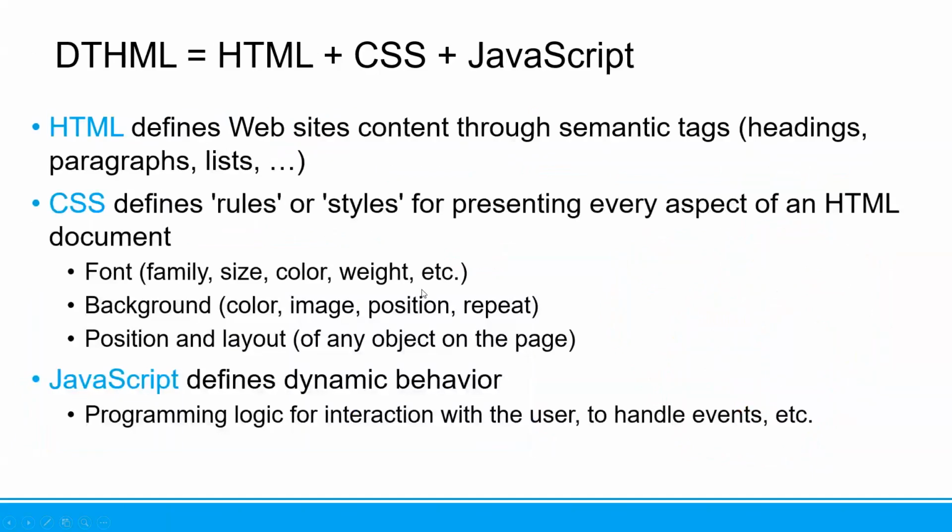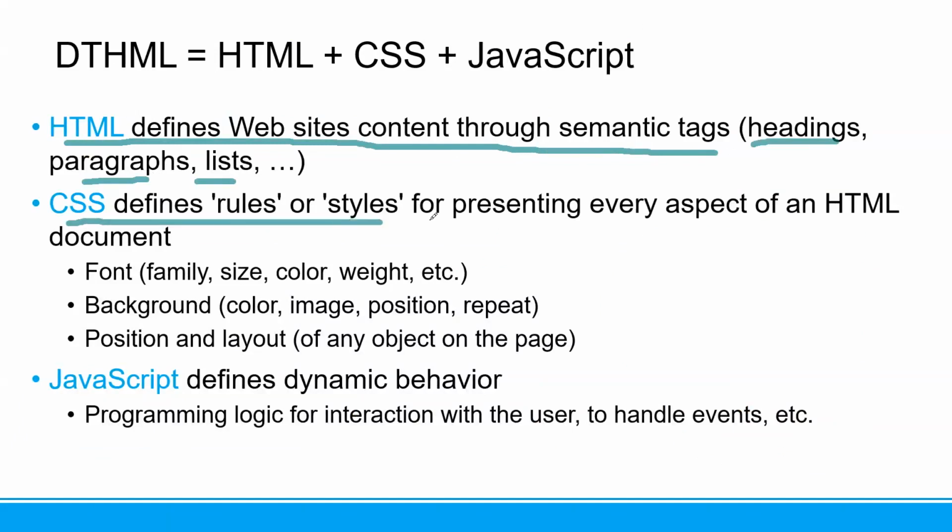So the DHTML, it is the HTML plus CSS plus JavaScript. You know, the HTML, it defines the website through the semantic tags. We know the heading, we know the paragraph, we know the list, etc. And CSS, it defines the rules of styles for presenting every aspect of the HTML document.